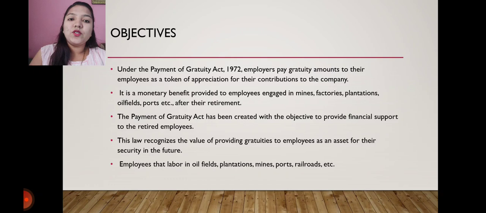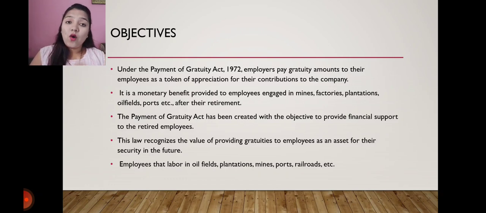These are the objectives of the Payment of Gratuity Act. The employer pays gratuity to the employees. Employer means the owner, and the employees are the laborers who are working under the establishment. The gratuity is given in appreciation of the contribution to the company, and it is a monetary benefit provided to employees engaged in mines, factories, and hazardous work establishments, as well as to employees working in companies and banking sectors, where it is officially notified in the gazette that gratuity is to be paid by the employer. The law recognizes the value of providing gratuity to employees as an asset and security for the future.